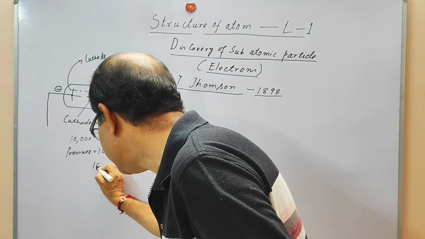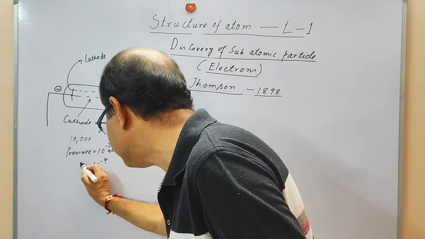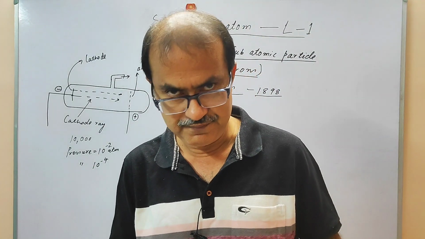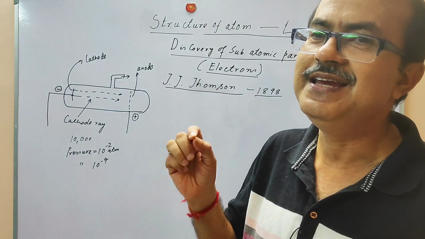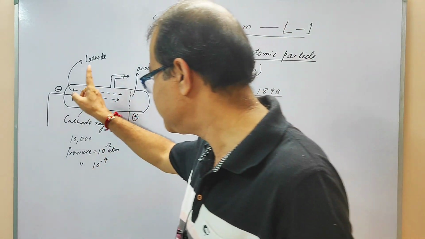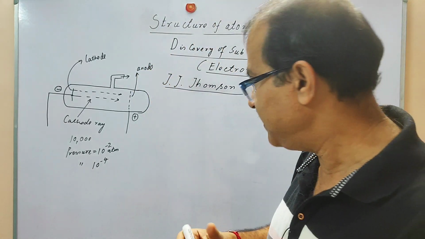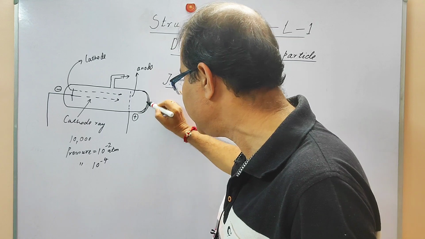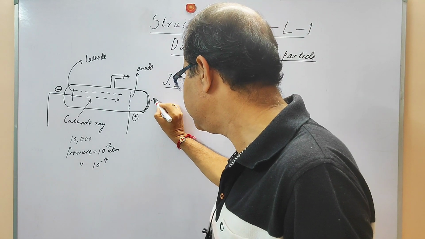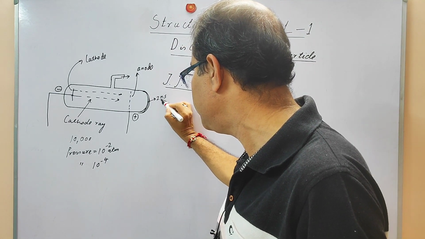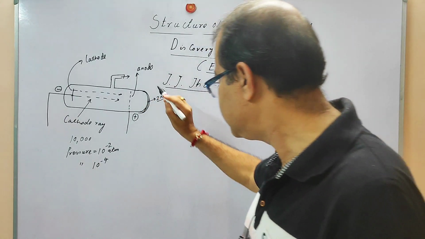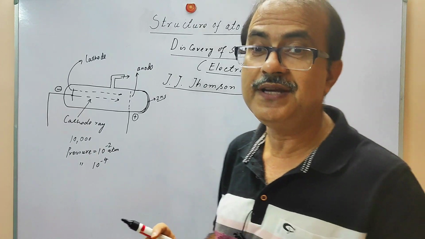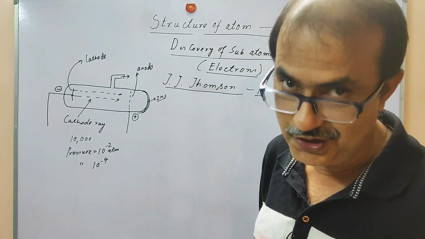Now when this pressure is made 10 to the minus 4 atmosphere, the glow stops, but electricity is still going from the cathode to the anode, and that can be perceived by the zinc sulfide coating at the back side of the anode. Here the ZnS coating, the zinc sulfide coating inside behind the anode, is given to understand whether there is any flow of electricity or not.